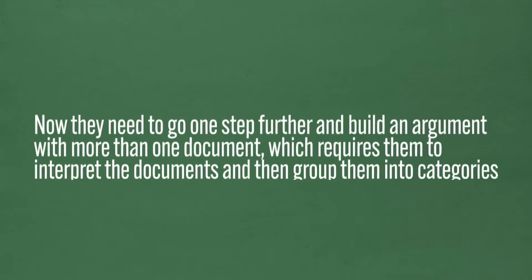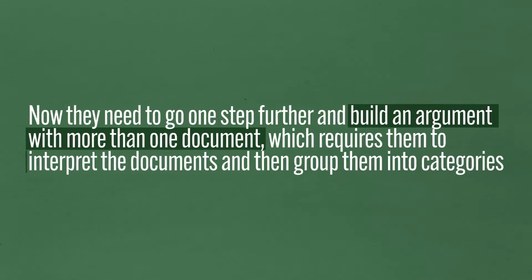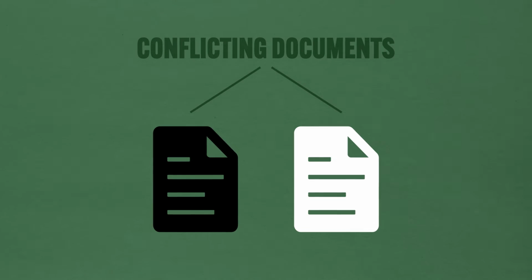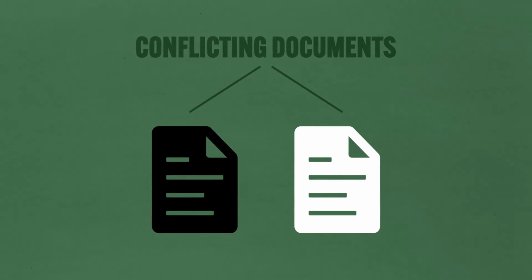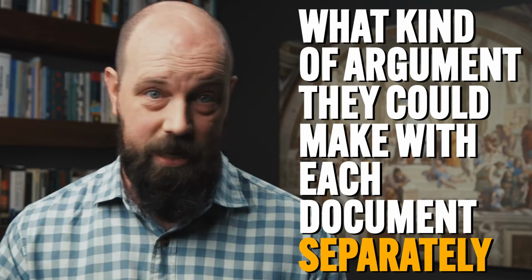My students already know how to build an argument with one document, and now they need to go a step further and build an argument with more than one document, which requires them to interpret the documents and group them into categories. So I would start with 2 conflicting documents, go through the same process of what does it say and what does it mean for both documents, and then have them figure out what kind of argument they could make with each document separately. And that is an important step.